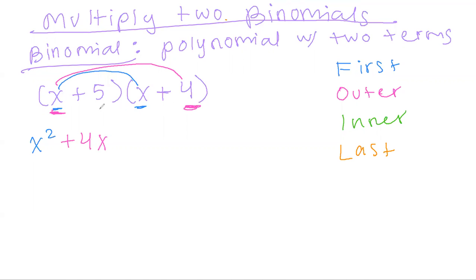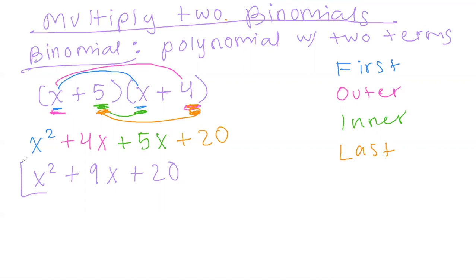The second part is inner, so that's the 5 and the x. So I have plus 5x. And then last, so that's 5 and 4, since they are the last pieces of the binomial. So I get plus 20. And at this point, I'm going to combine like terms. So I have x squared, 4x plus 5x, which is just plus 9x, and then plus 20. So that's what my answer is here.